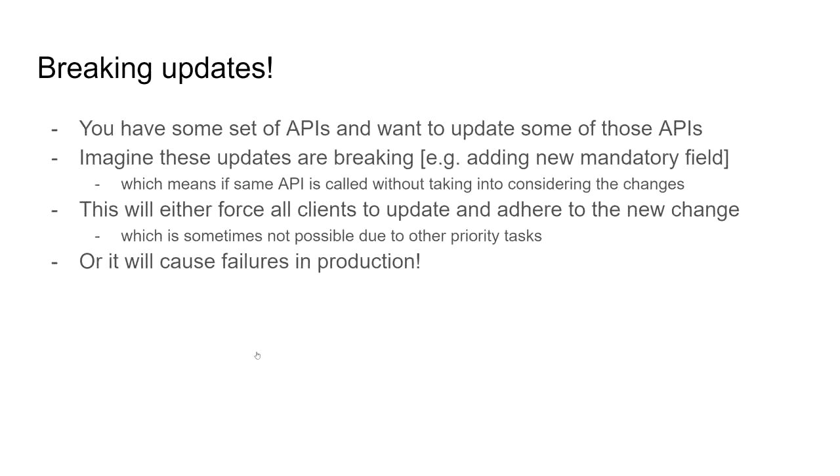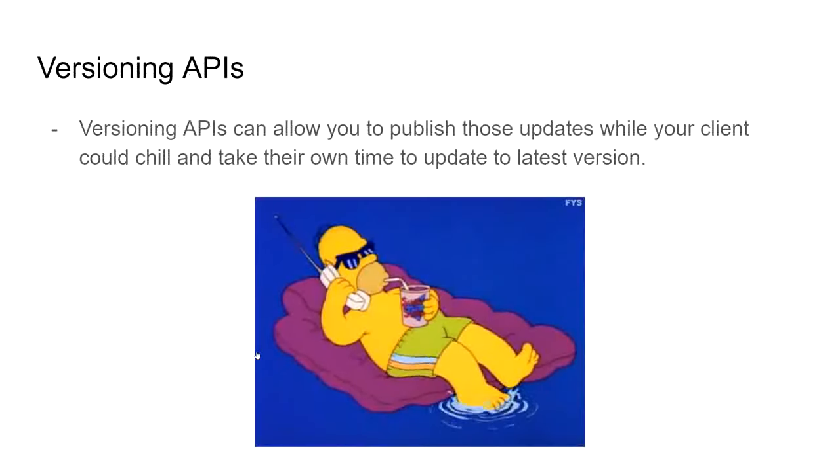So let's say they are adding that new mandatory field, and if that field is added without versioning, then all the clients need to update and add this new mandatory field all at once, right? This is not possible for all the clients to do, and what will happen eventually is that if you don't do versioning and add such breaking changes, all the clients' requests would fail in production, right? So that's where you need versioning.